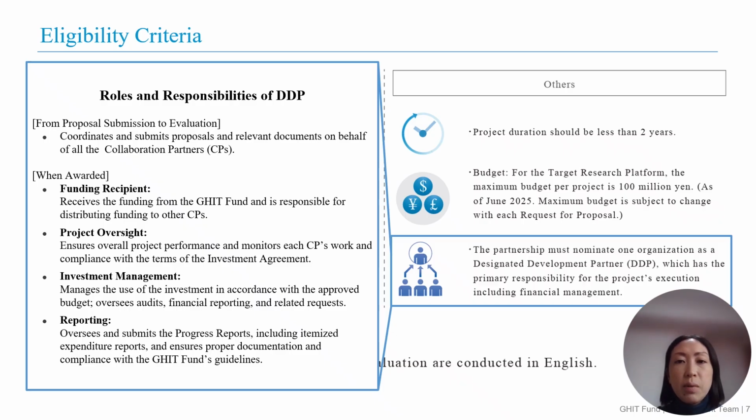If the project is awarded, the DDP becomes the sole funding recipient, and it's responsible for distributing funds to other collaborating partners. The DDP also oversees the project performance, manages the use of the investment according to the approved budget, and ensures compliance with the GHIT guidelines.